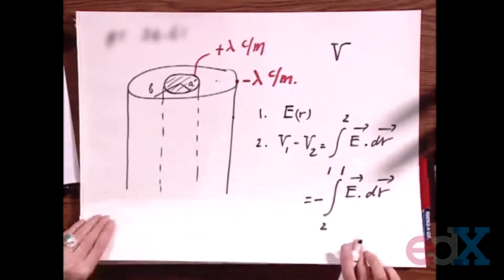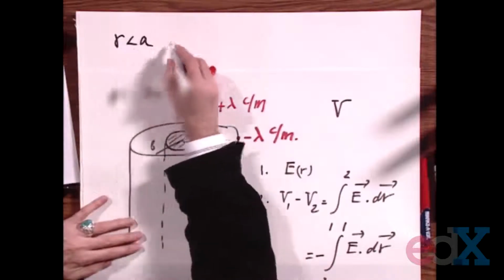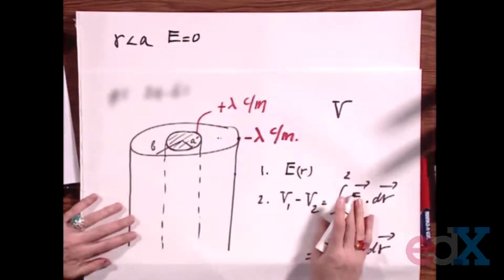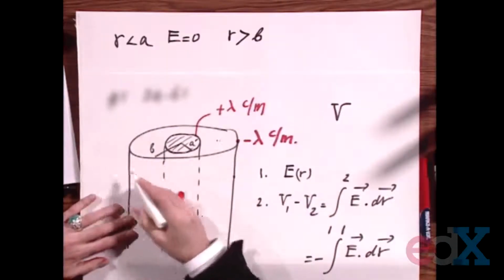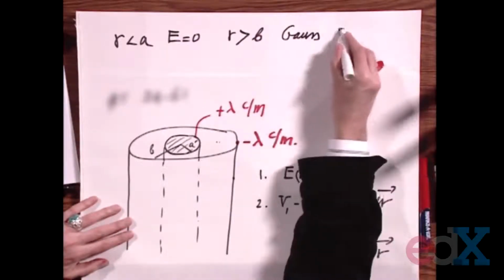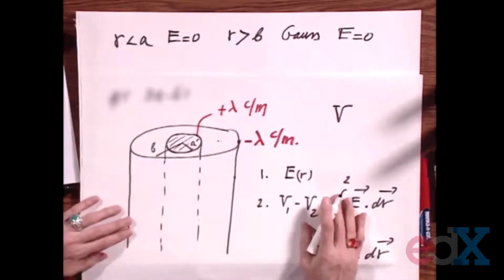Very well. Let's now first look at r smaller than a. It's very clear that E equals 0 there. But let's go for r larger than b, that is outside the cylinder. If you apply Gauss's law, you will also find that E equals 0. And I will leave you with that.